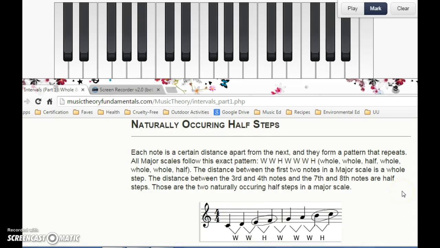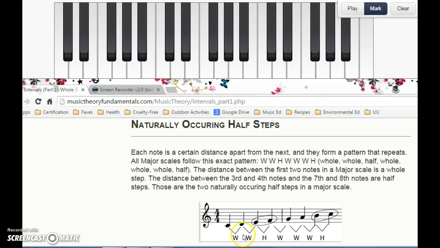Okay, moving on. Naturally occurring half steps. Each note is a certain distance apart from the next, and they form a pattern that repeats. All major scales follow this exact pattern. This is the pattern they're showing you here. The W stands for whole step. The H's stand for half step. So all major scales have the pattern of whole step, half step, whole step, whole step, whole step, half step.